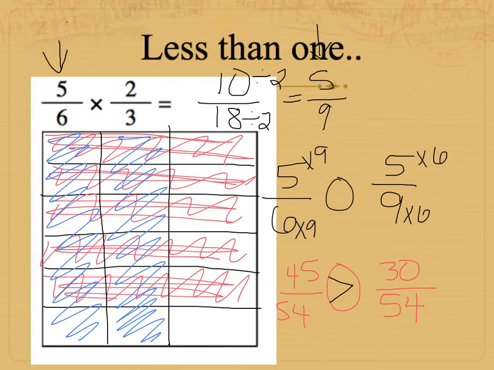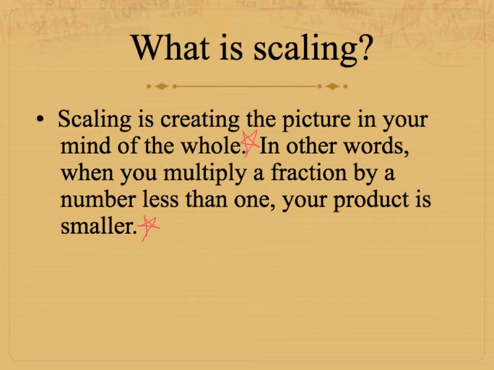Now, what does any of this have to do with that rule that I just showed you? Well, remember, we went back to that slide that you wrote down. The rule was that when you multiply a fraction by another fraction, or a number less than 1, the product, which is the answer, is smaller. So in that fraction, we knew that 5/9 was smaller than 5/6, so our product was smaller than our fraction.